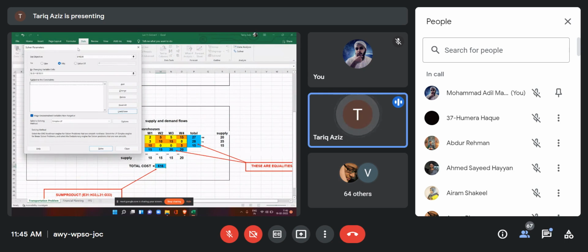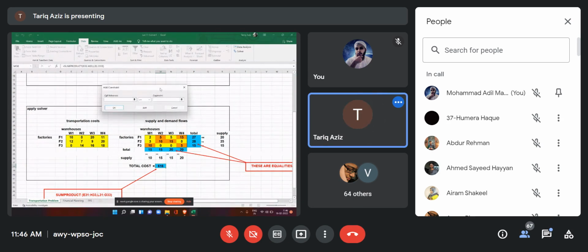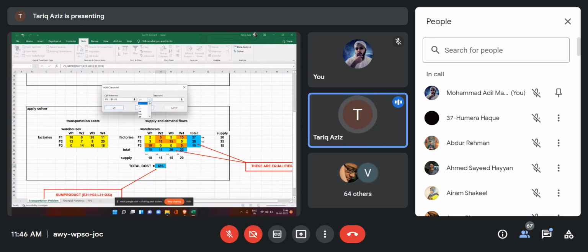After selecting this, we have to specify the constants. What are the constants? First, our constant is regarding the supply. This is the total supply, which should be less than or equal to. There are various options coming here: less than or equal to, more than or equal to, integer, binary. You have to select this option, that is less than or equal to. Less than or equal to what? The maximum supply of each factory.